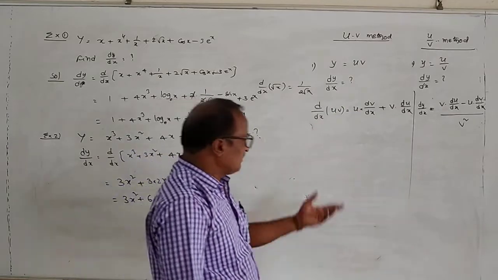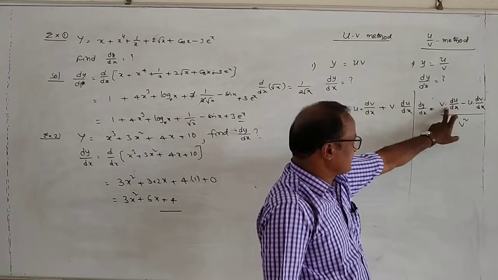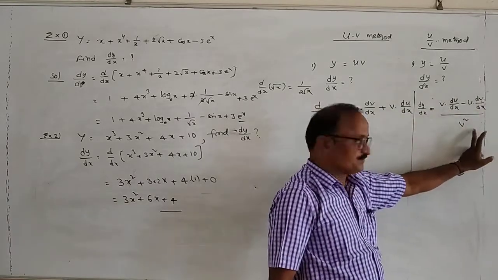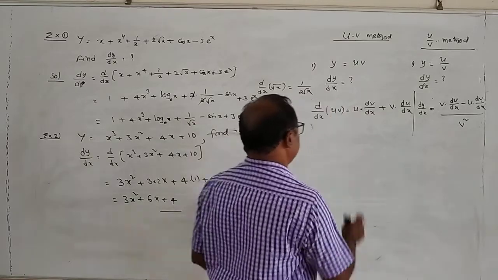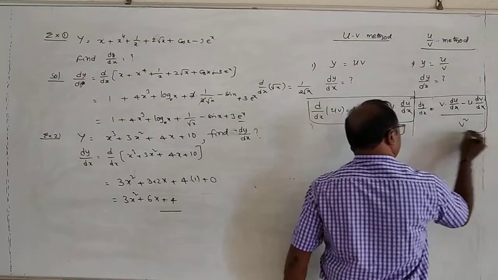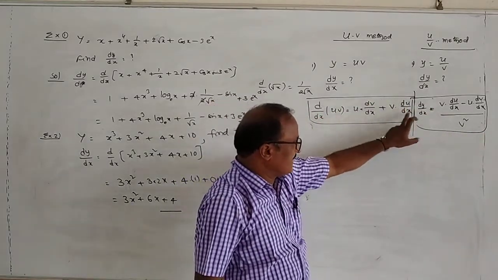Okay, here the second term becomes the first term minus a into dv by dx by d square. This is the formula for dy by dx. Remember these two formulas, very important. d by dx of uv is equal to u into dv by dx plus v into du by dx.